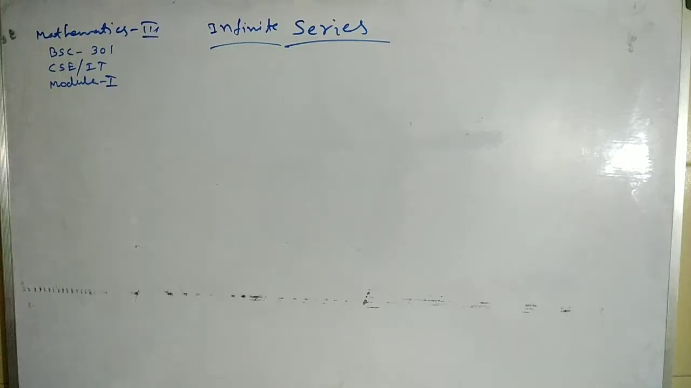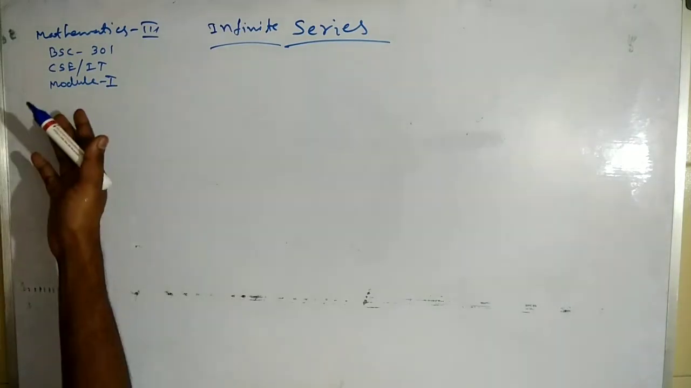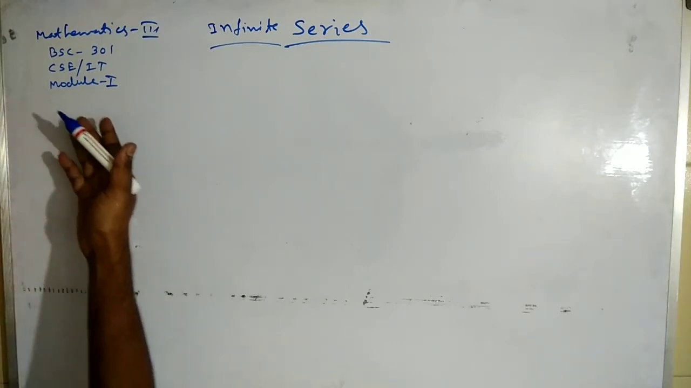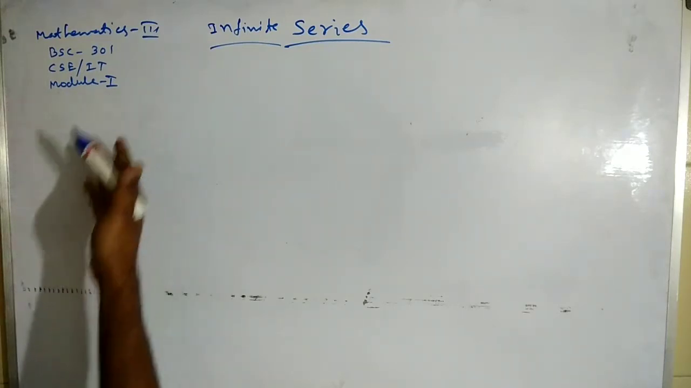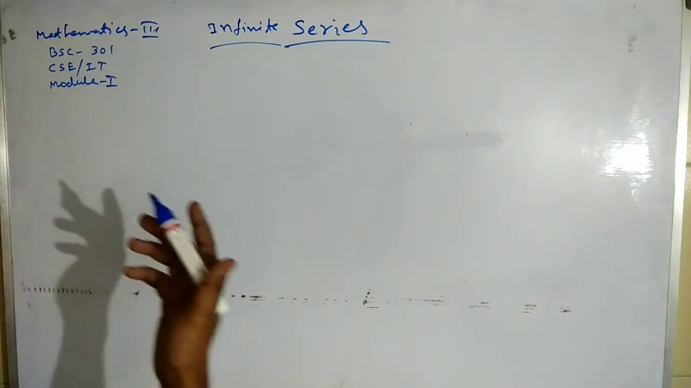In this video, I will discuss infinite series. The name of the subject is Mathematics 3, subject code is BSC301, and this is for the students of Computer Science and Engineering and Information Technology. Module number is 1.